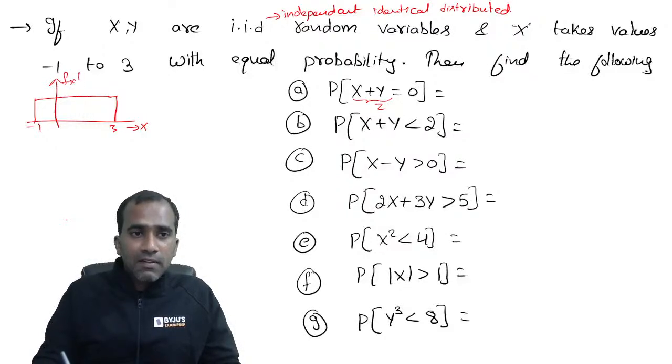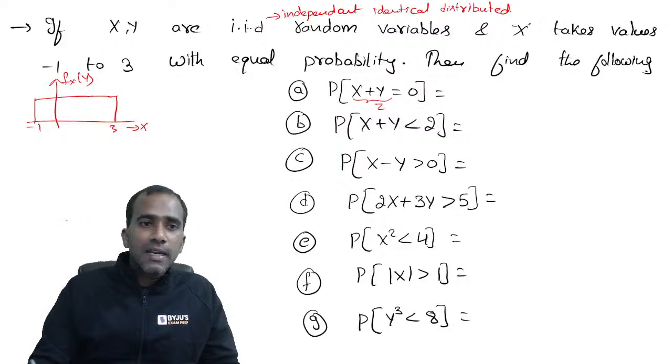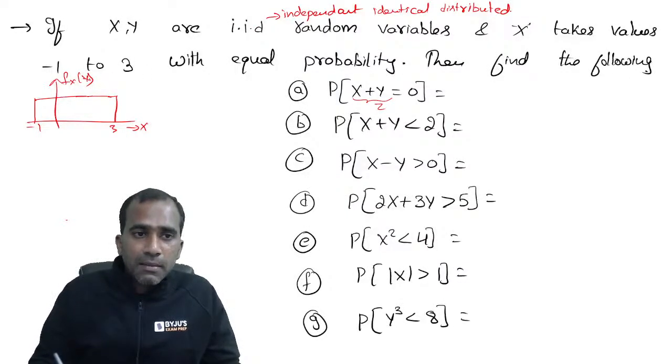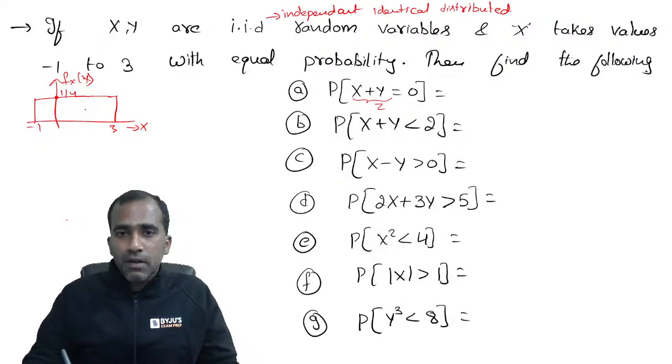Since X and Y have identical distributions because they are saying it is IID, the Y PDF is also exactly the same. The height will be 1 by 4 because the area of the PDF should be 1.